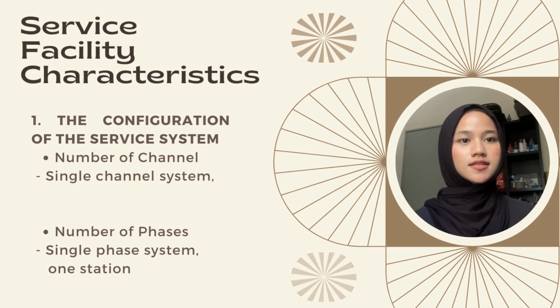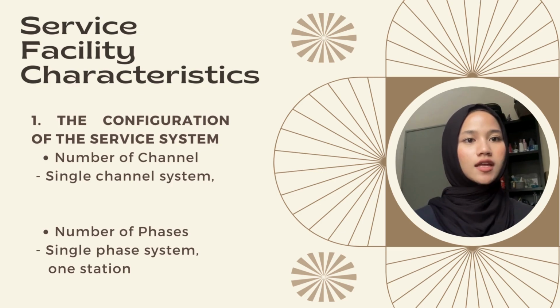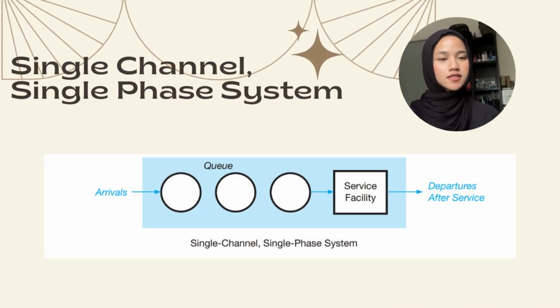And the last characteristic is service facility characteristic. The service system consists of the number of channels and the number of phases. Let's take a look at the configuration of the system. The number of channels for Family Mart is single channel because they only have one server, and for the number of phases, they use a single phase system, which means the customer only receives their order at one counter because they only have one counter open. So this is how a single channel, single phase system looks like.